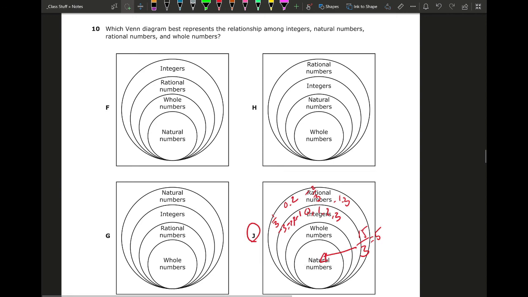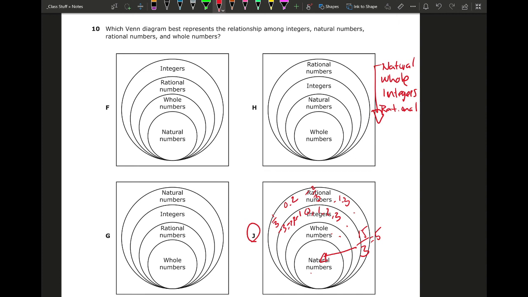So you start with the natural numbers, then you have whole numbers, you have integers, and then you have rational numbers. Of course, you look at them backwards. So natural, whole, integers, rational. See how it's really easy to get lost? But if you know the order, you should be fine.